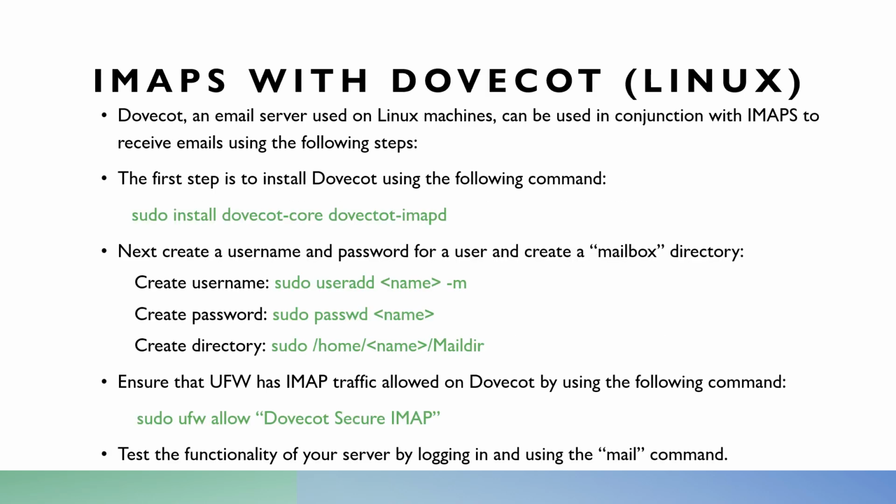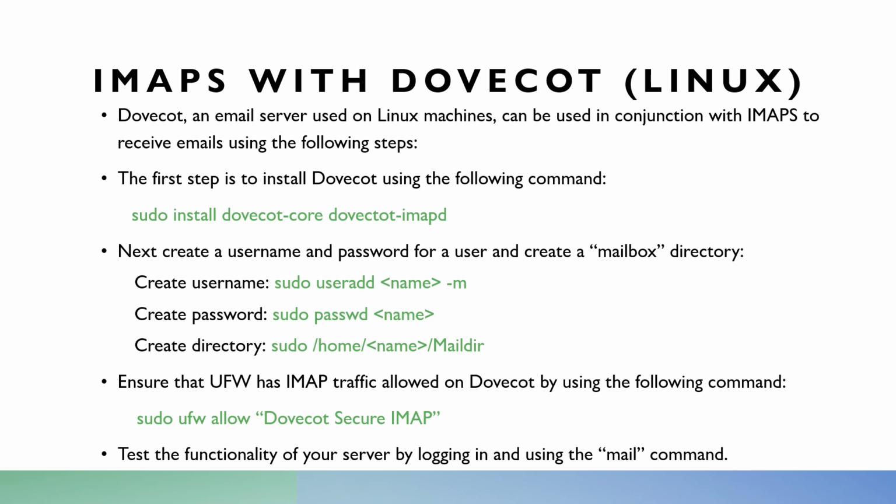Now we'll discuss how to create an IMAP server using Dovecot. Dovecot is an email server predominantly used on Linux machines and can be used in conjunction with IMAPS to receive emails using the following steps. The first step is to install Dovecot on your Linux machine with the following commands. Most of these commands will require the user to be in the sudoers file, but the first command is sudo install dovecot-core dovecot-imapd.